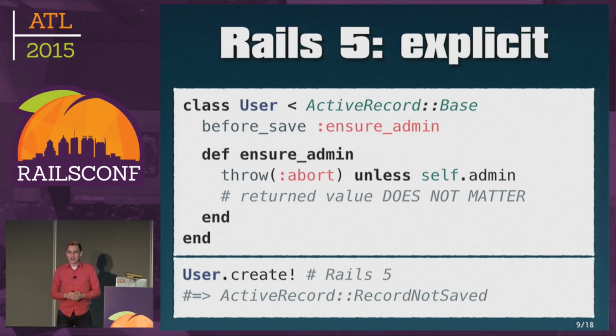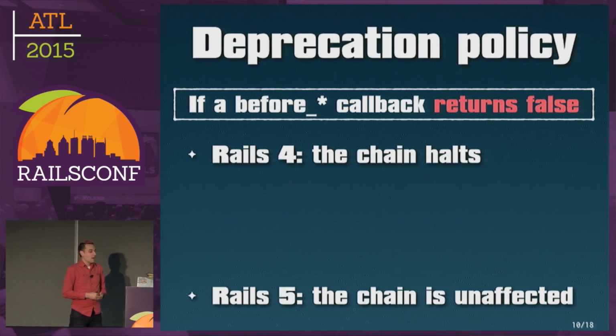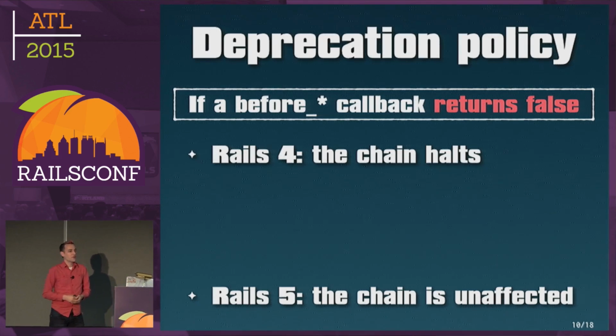So let's see what happens if you want to update your code from Rails 4 to Rails 5. As I explained, if a before callback returns false, in Rails 4 this has a side effect, in Rails 5 it doesn't. But of course, we don't want people to upgrade from Rails 4 to Rails 5.0 and just see everything not working because of this.